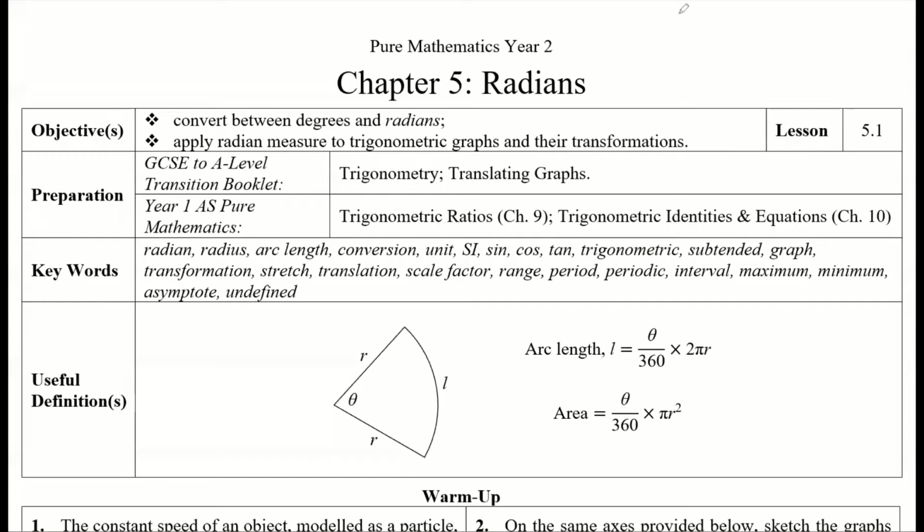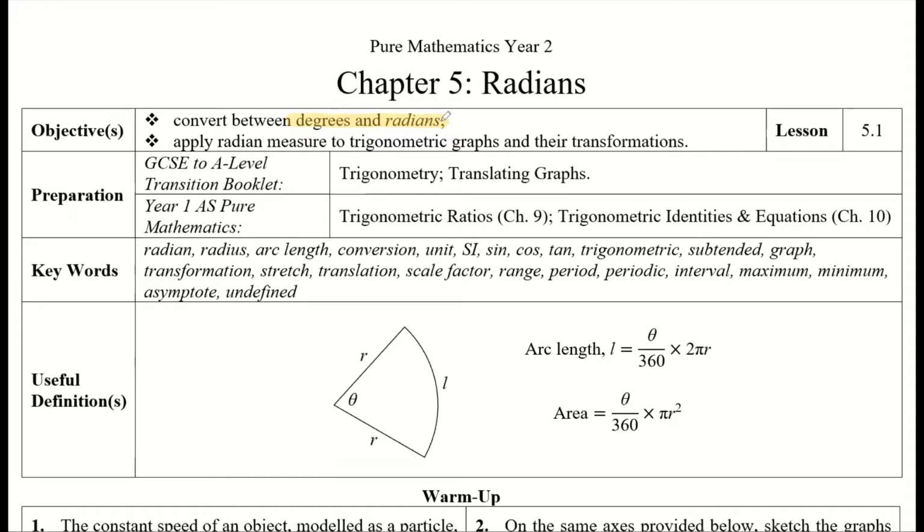Welcome to Chapter 5, Pure Mathematics Year 2, and in this chapter we're going to look at radians. Radians are a new measure for angles. So you can see the first objective here, we're going to learn how to convert between degrees and radians.